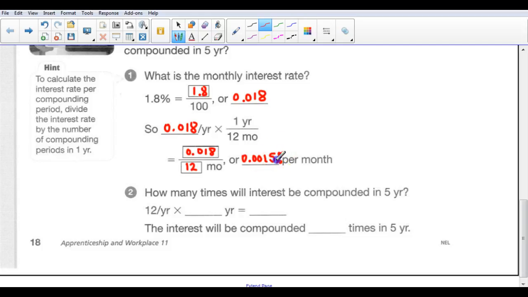Okay, or it's going to be 0.0015. So how many times will interest be compounded in 5 years? Well, 12 times 5 is 60 times. So the interest will be compounded 60 times. Every month, 12 months in a year, 5 years, 60 times. So that means his money is going to be calculated using this interest rate here 60 times.